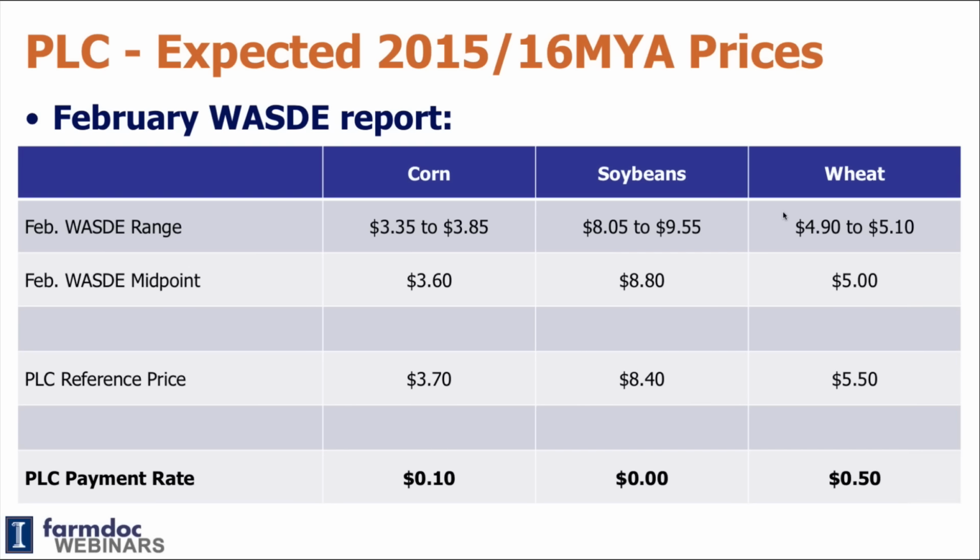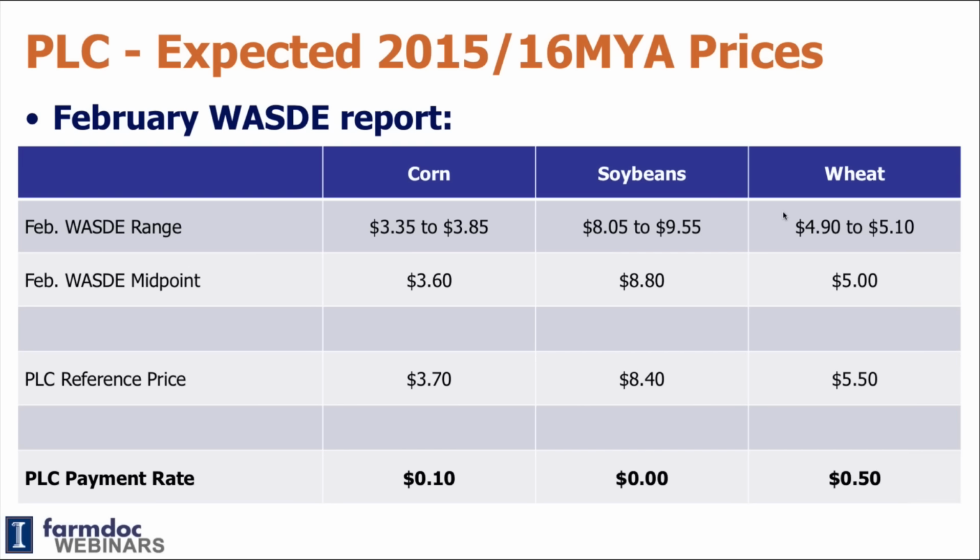Again, $3.60 and $8.80. Still potential for movement in those. You can see the range they're projecting is still relatively wide. Wheat, we're closer to the end of the marketing year, so we're more certain that $5 price will be somewhere in that neighborhood. Also put the PLC reference prices up there, and if we hit those midpoints exactly, which again we won't, but if we're in that neighborhood, we'd be looking at a PLC payment rate of about 10 cents on corn.